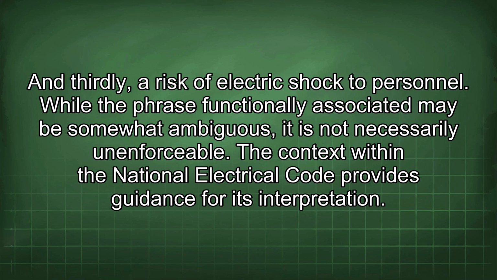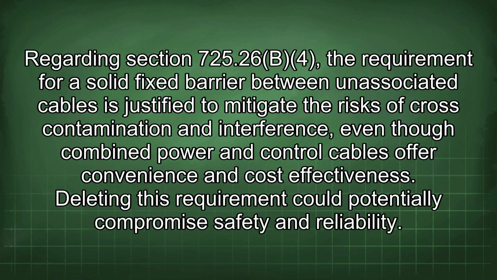While the phrase "functionally associated" may be somewhat ambiguous, it is not necessarily unenforceable. The context within the National Electrical Code provides guidance for its interpretation. Regarding section 725.26(B)(4), the requirement for a solid fixed barrier between associated cables is justified to mitigate the risks of cross-contamination and interference, even though combined power and control cables offer convenience and cost-effectiveness. Deleting this requirement could potentially compromise safety and reliability.